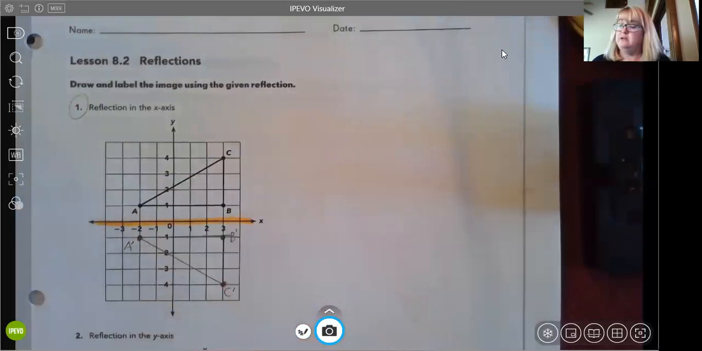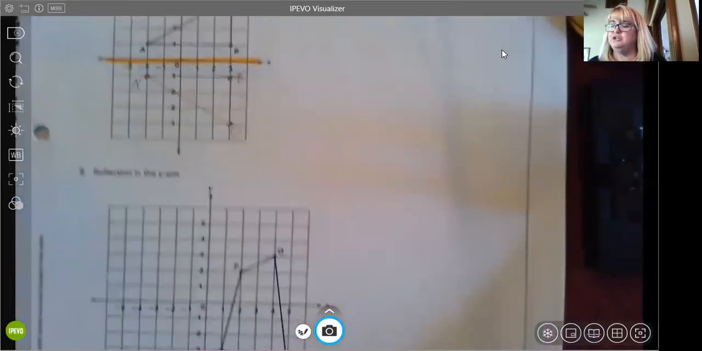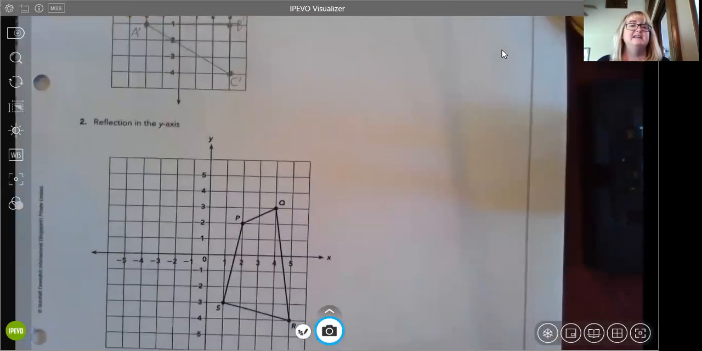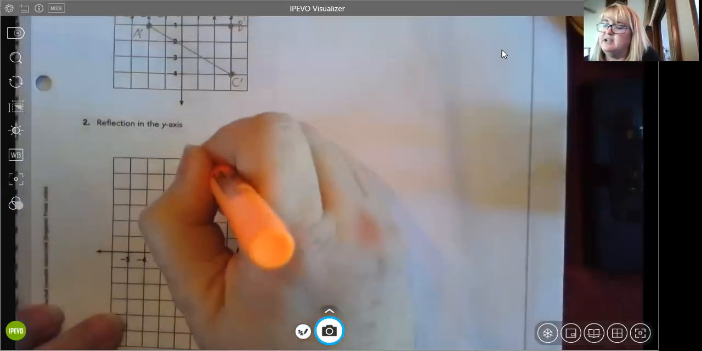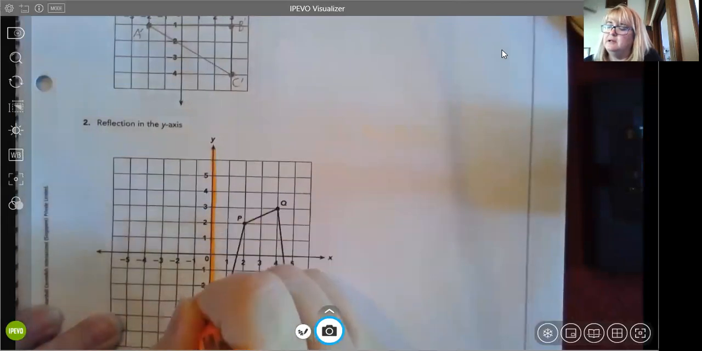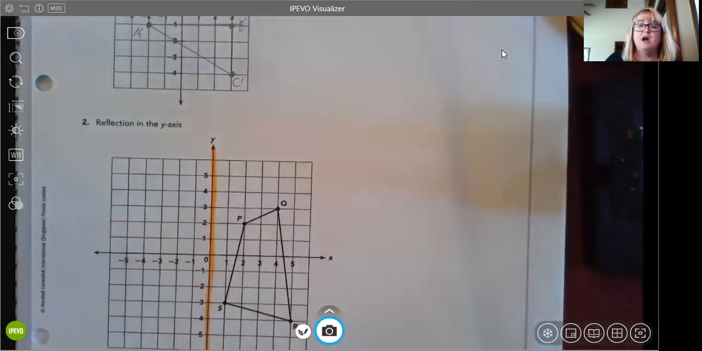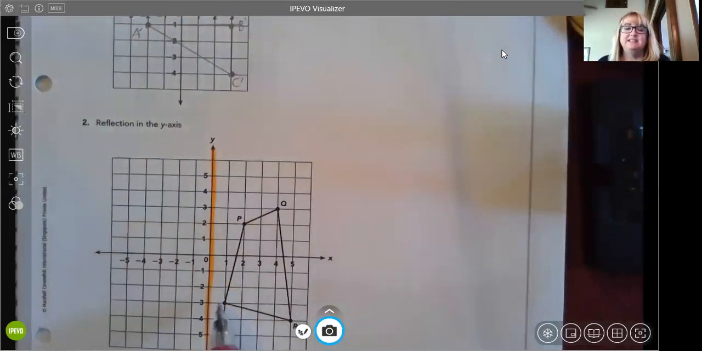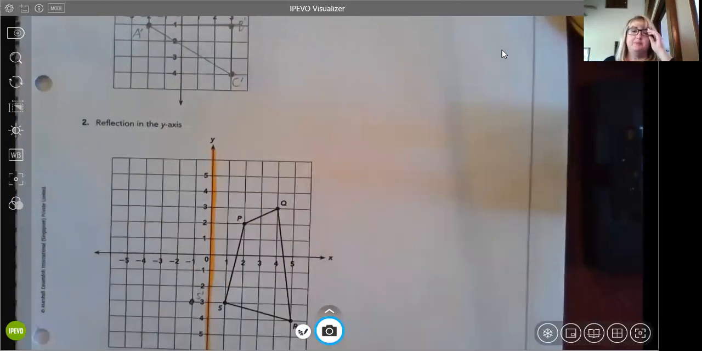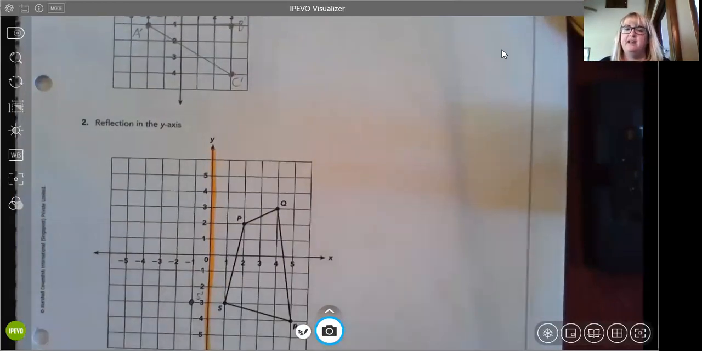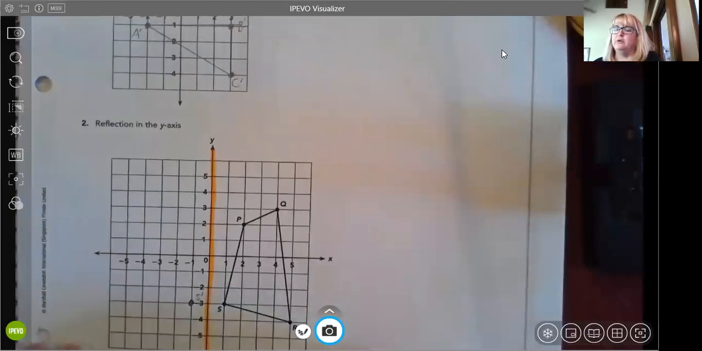Now, number two, I'm going to have you do it on your own, but I want to caution you about something, and that is that the line of reflection is now the y-axis. The y-axis is right here. So now, instead of measuring above and below, we're measuring to the right and to the left. I'll get you started. Point S is one unit to the right, so S prime would be one unit to the left. So we're going to put S prime here. You put the other points and connect them, and then you will have a reflection of this figure across the y-axis.